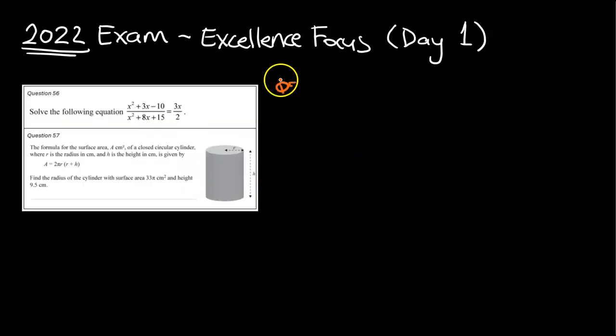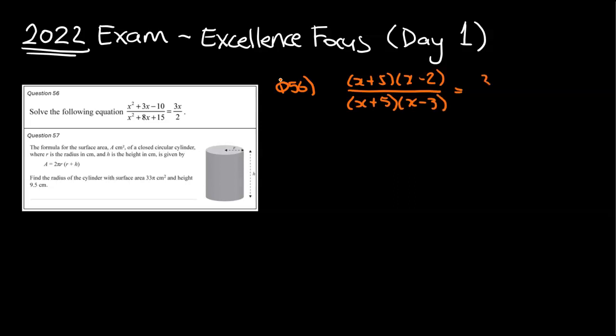We are now on to question number 56. This one's a goodie. It's just a whole mishmash of algebra. We've been asked to solve that. So let's start probably by factorizing the top. And that's going to get me to x plus 5, x minus 2. We can then factorize the bottom. That there is going to be x plus 5, x minus 3, and we know all of that's going to be equal to 3x over 2.